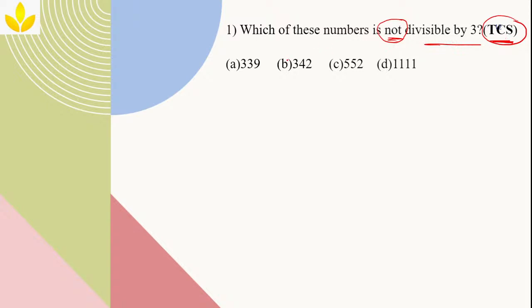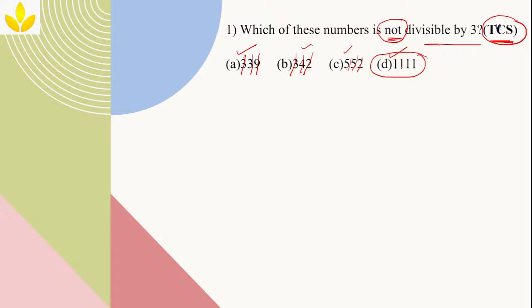Now, how to check? As I said, is 3 divisible by 3? Yes. 9, yes. So this is divisible by 3. 4 plus 2, 6, yes, it is divisible by 3. Again, 5 plus 5, 10, 10 plus 2, 12 and 12 is divisible by 3. So all these 3 numbers are divisible by 3. Then your answer option has to be this. In the exam, you can directly write this and go ahead.